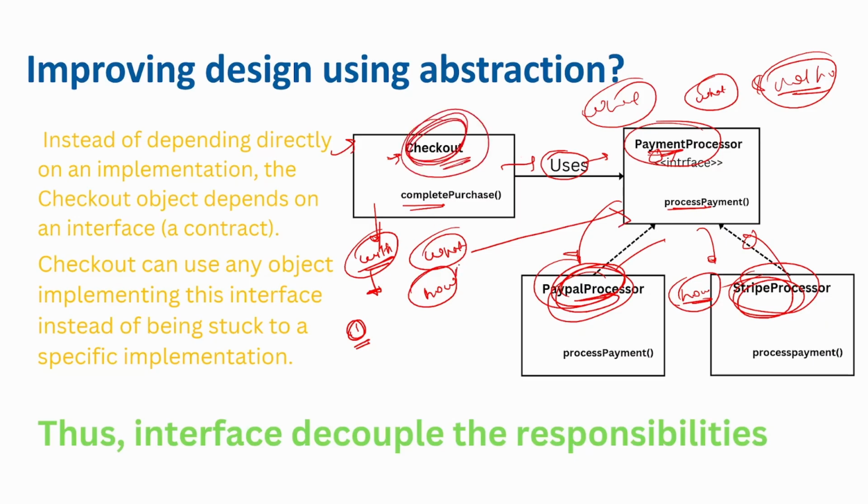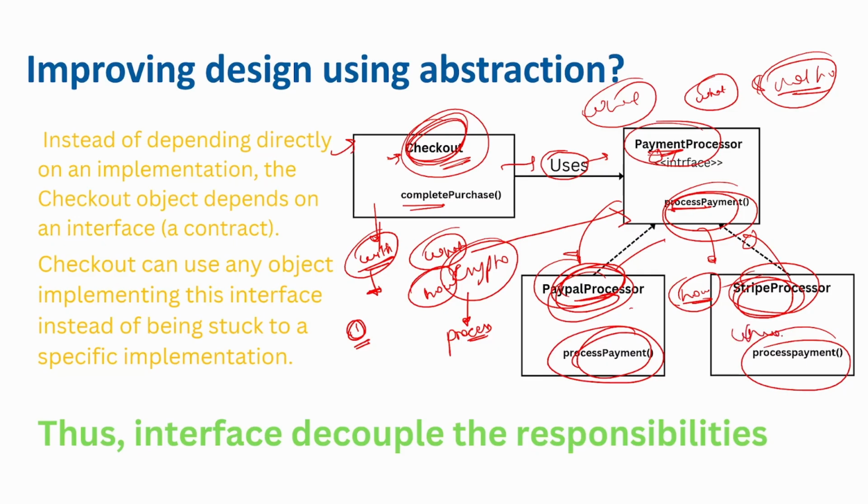So we don't need to change any code in our checkout class, and we add a new dependency, like we have added the crypto processor, and we provide this implementation of the process payment. Our interface only defines what it needs, and the class that implements this interface defines how it should be done. So this is an example of how an interface helps us achieve abstraction and decouple the implementation or the responsibilities.